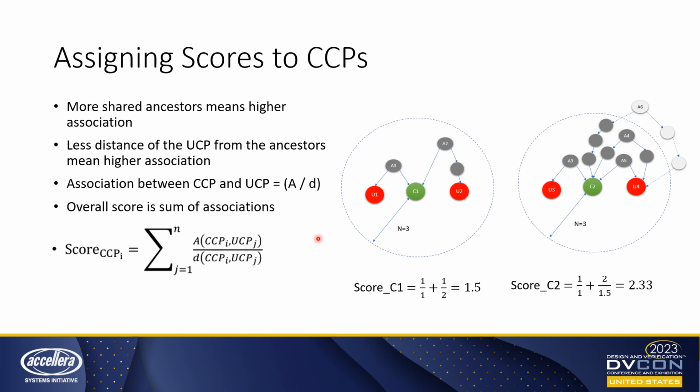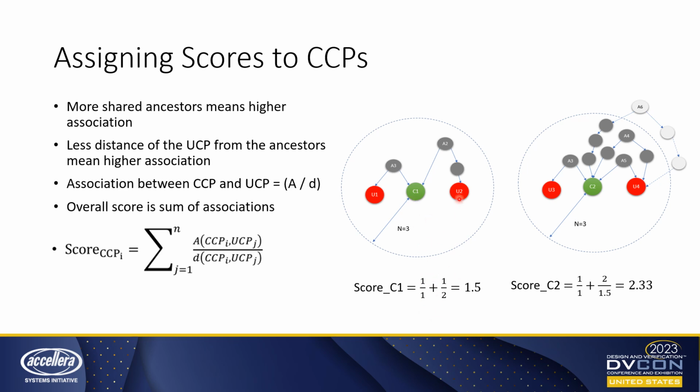So finally, we define the overall score as the sum of the associations of all the CCP-UCP pairs in the neighborhood of the CCP. The figure on the right shows the n-hop neighborhood around two CCPs, C1 and C2. For this CCP-UCP pair U1 C1, there is only one shared ancestor, and the distance from the shared ancestor to the UCP is also 1. So the first term A over D for the score C1 is 1 over 1.